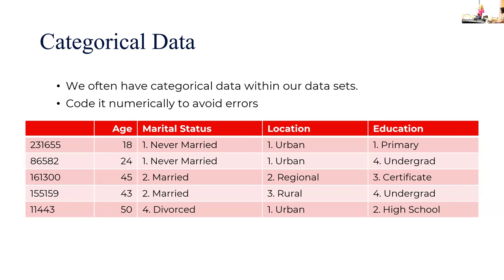And one of the most common mistakes that people do make in their coding is, say, for example, we have location where we have Urban, Regional, and Rural, all with capital letters. If we were coding that as words and we had Urban with a capital U and urban with a lowercase u, your software package would detect that as being two separate categories. So if we start by coding that numerically, we can avoid those mistakes to begin with.